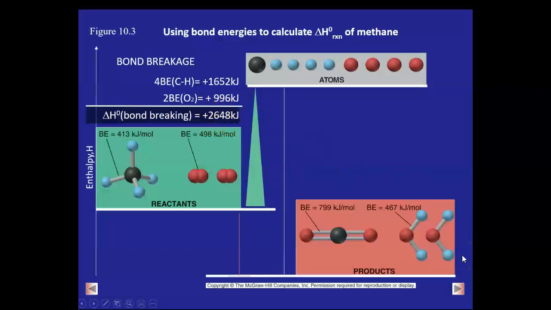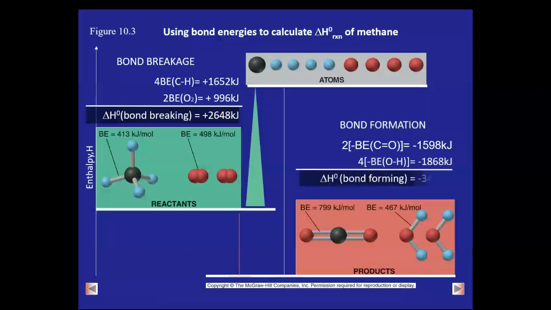Now, go to the products. And this is the total energy, delta H, of the products. We form new bonds, and that's going to give us back 3,466 kilojoules per mole. Now the net, then, is for you to calculate. Remember, it's bonds broken, delta H, minus bonds formed.